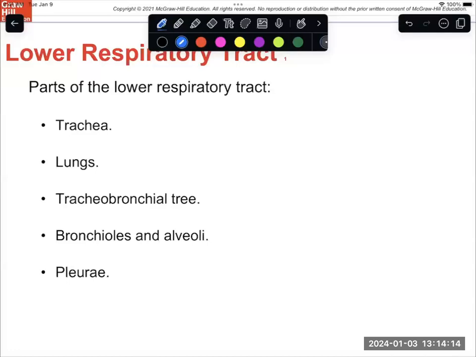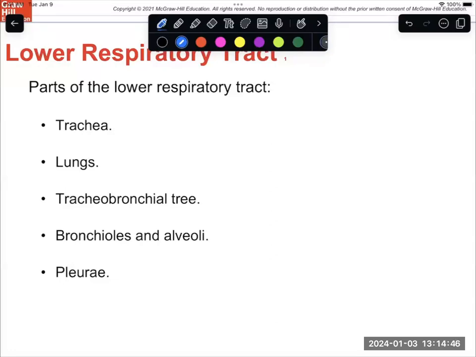The main bronchi divide into those secondary bronchi, as I mentioned, a bronchus for each lobe of the lung. Each secondary bronchus divides into tertiary bronchi that are going to supply segments of each lobe. The tertiary bronchi divide into bronchioles, which in turn divide into several thin-walled alveoli.